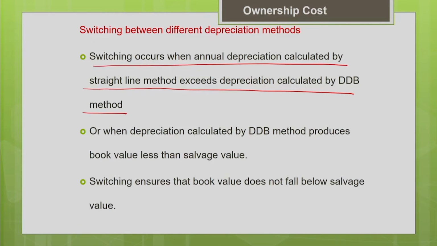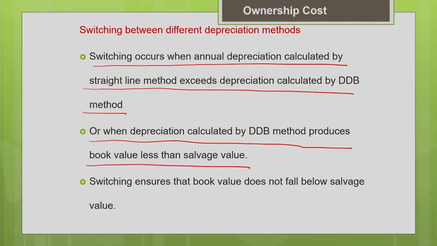Another case where we switch over is when the depreciation calculated by your DDB method produces a book value less than the salvage value. This we don't want to occur. We want the book value at the end of useful life to match the salvage value, okay. So in that case also we have to switch over from one method to the other. Switching will ensure that the book value does not fall below the estimated salvage value, okay.